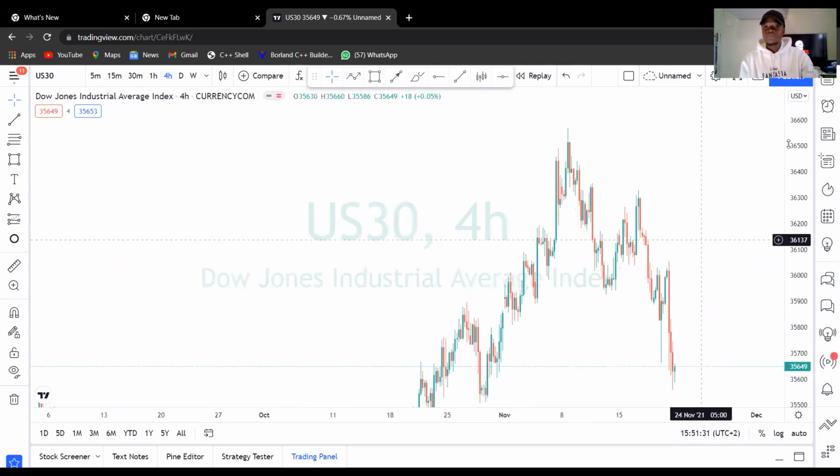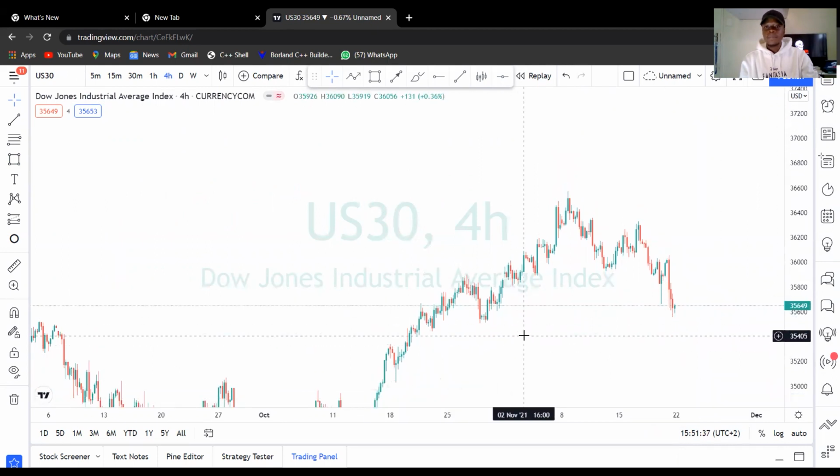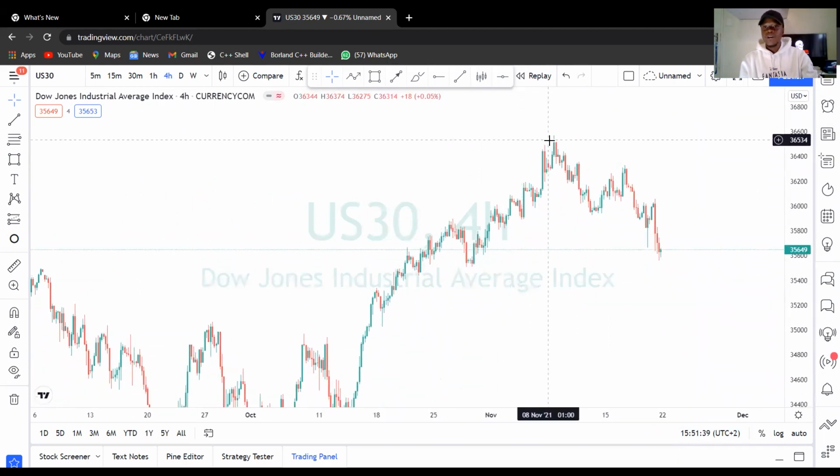So we had something like your impulse, and then we did manage to have a little bit of correction from here. That's what we're expecting. We're expecting a break to the upside. So we had something like a resistance somewhere around here.